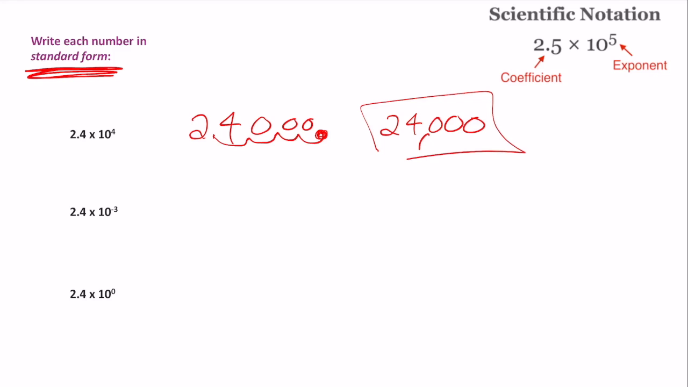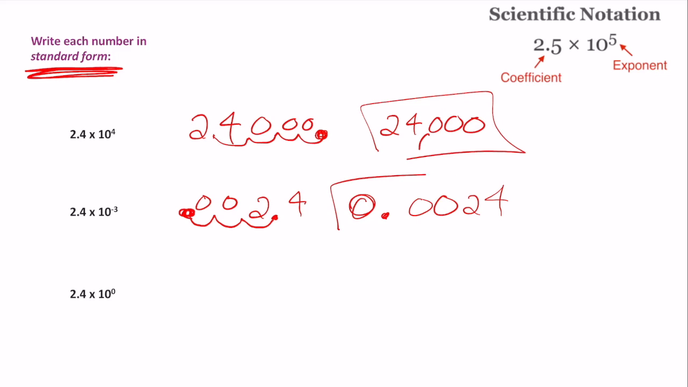2.4 times 10 to the negative 3. So we still have 2.4. But they're saying move 3 places to the left. So 1, 2, 3. This is where our decimal place goes. Fill in our zeros. And we end up with 0.0024. And if you wanted to write that 0 in front, you can. It doesn't make any difference to the number. And that would be standard form.